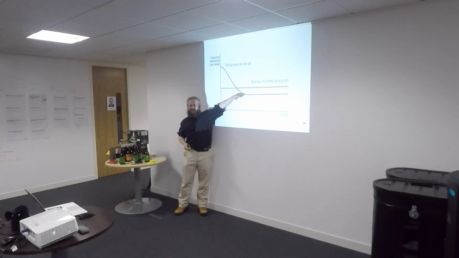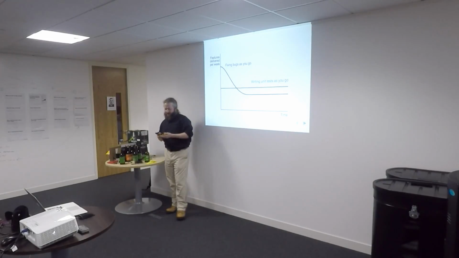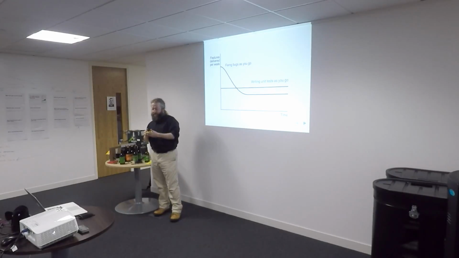By the way, this line is here just for arbitrary reasons. That line might need to be way lower, just because some teams get very, very unproductive when they've got a huge backlog of tests.